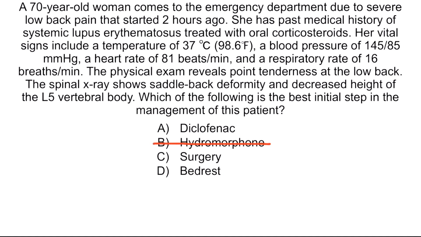Option B, hydromorphone, is incorrect because it is a strong opioid analgesic predisposing the patient to respiratory depression and falls. Vertebral compression fracture should initially be treated with oral analgesics like NSAIDs. Option C, surgery, is incorrect because it's usually performed in severe or refractory cases of vertebral compression fracture. Finally, option D, bed rest, is incorrect because it's not recommended for vertebral compression fracture. And that concludes our lecture on lumbar strain and vertebral compression fracture.